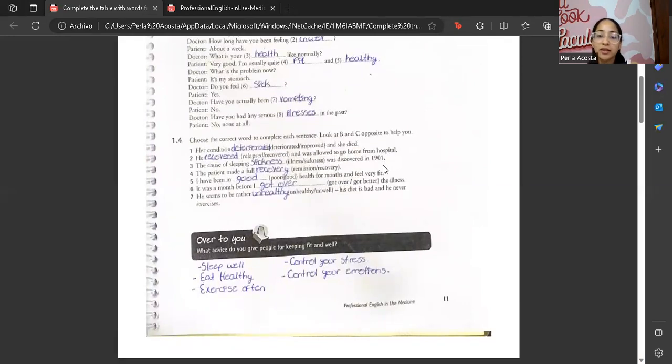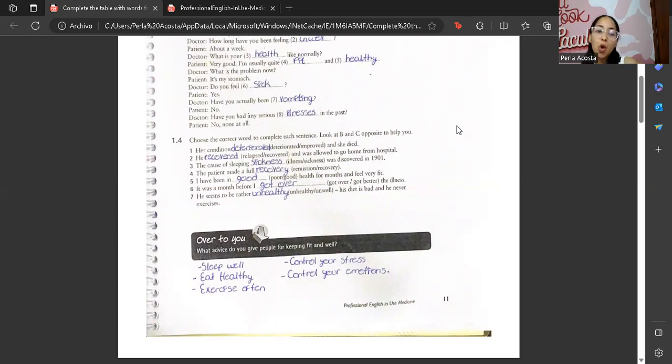Look at V and see opposite to help you. Her condition deteriorated and she died. He recovered and was allowed to go home from hospital. The cause of sleeping sickness was discovered in 1901. Number 4 is the patient made a full recovery. Number 5, I have been in good health for months and feel very fit. Number 6, it was a month before I got over the illness. And the last one, number 7, he seems to be rather unhealthy. His diet is bad and he never exercises.